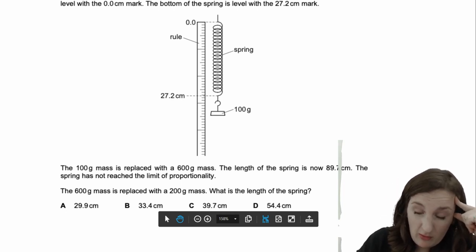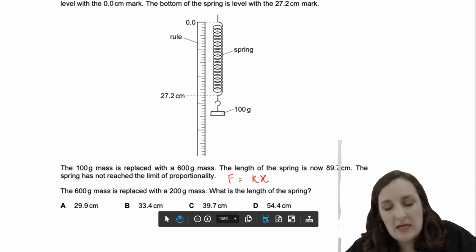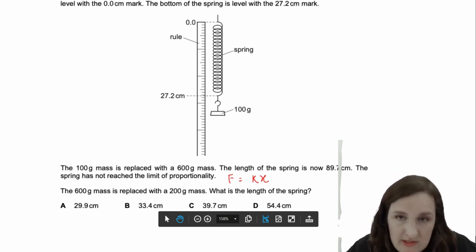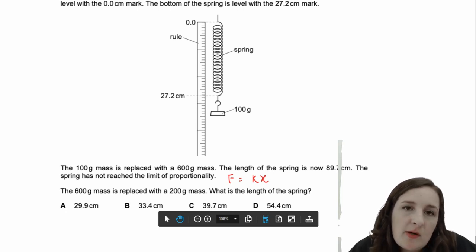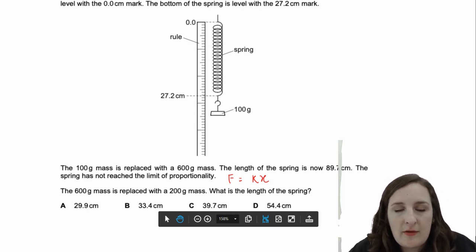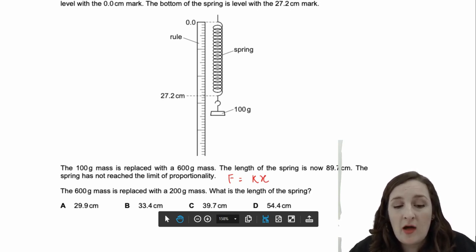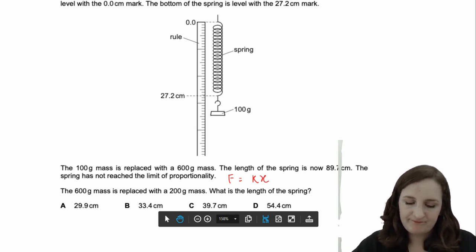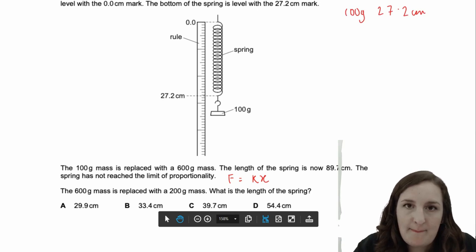So that means throughout the whole question, we can use our equation F is equal to kx, where F is the force, k is the spring constant, and x is our extension. So it tells us that the 600 gram mass is replaced with a 200 gram mass and asks us to find what the original length of the spring is. Now the trouble with this question is, since we don't know the length of the spring with no load, we have to take the length that we have at 100 grams as our initial point. So when we have 100 grams, we know that it is 27.2 centimeters long.